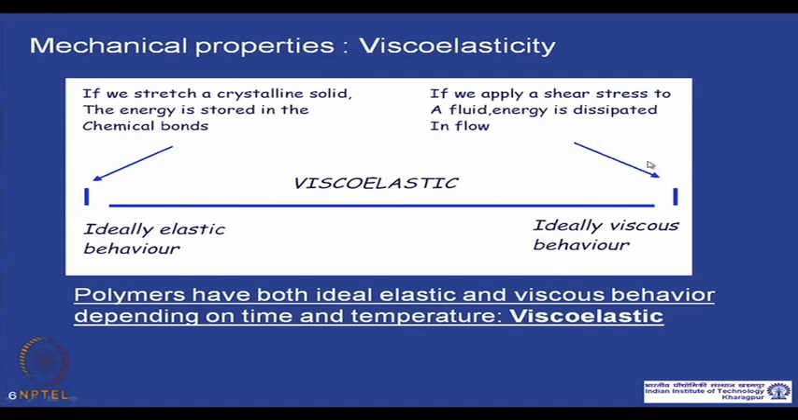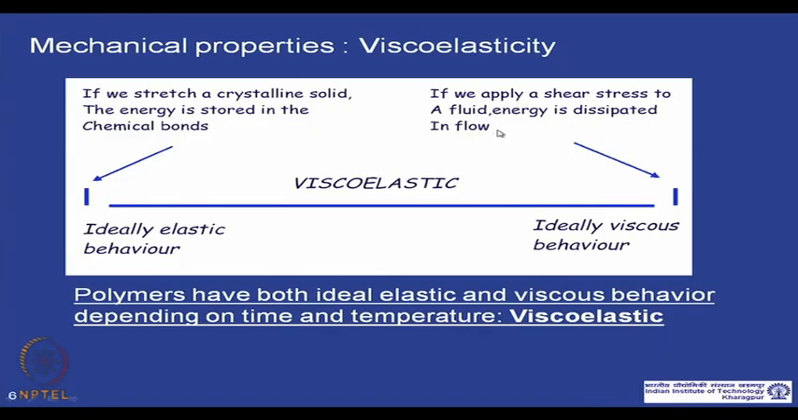Similarly, if you have a liquid and we apply shear stress, say if I have a liquid in a glass and pour it, then it will basically flow. But if I remove the stress, it does not come back to the original state. So in the case of a fluid, if I apply a shear stress, the energy is dissipated in flow, energy is not stored. In an elastic material, energy is stored; in a fluid, energy is dissipated in the flow. So it is an ideal viscous behavior.